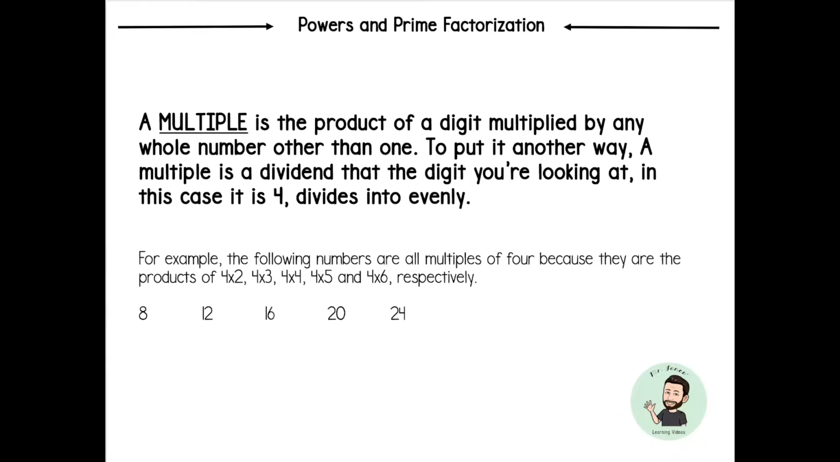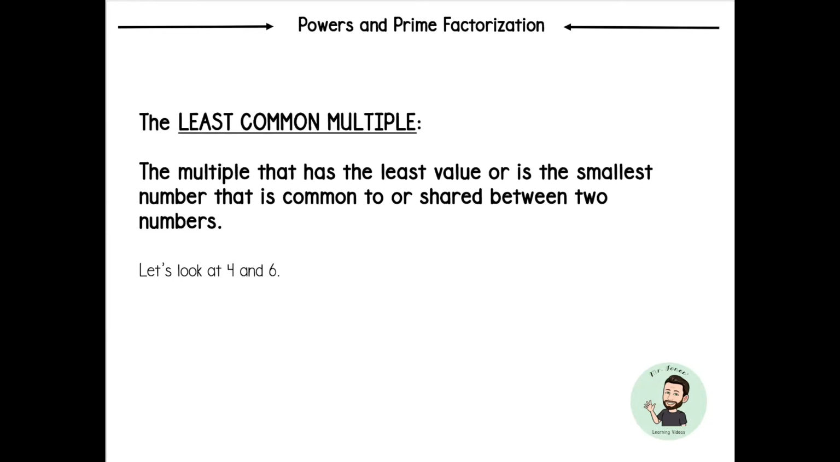So for example, the following numbers are all multiples of 4 because they are the products of 4 times 2, 4 times 3, 4 times 4, 4 times 5, and 4 times 6, respectively. The least common multiple is the multiple that has the least value, or is the smallest number, that is common to or shared between two numbers.